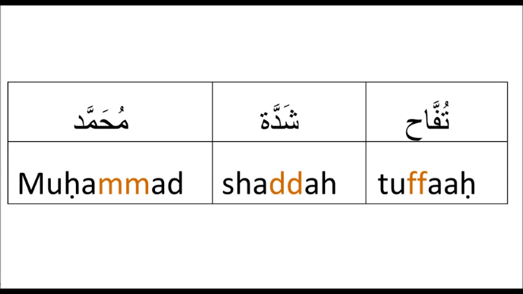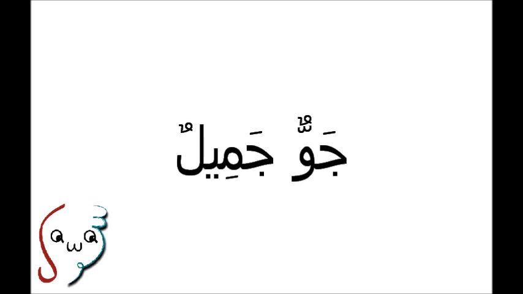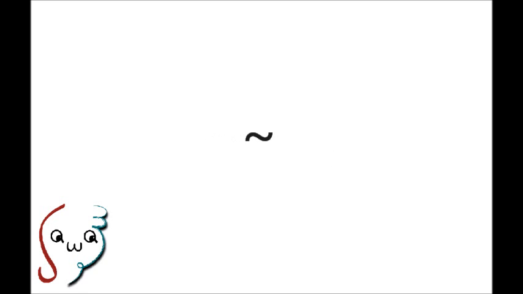It can also appear at the end of the word. I've only put examples where the shadda is in the middle, but it can also be at the end of the word. Like for example, the word jaw. Here we can't hear it, but if we continue reading in a sentence, for example we say jawun jamilun, beautiful weather, we can hear this double u. It's jawun. Yes.